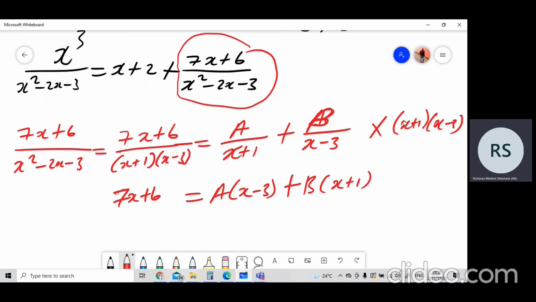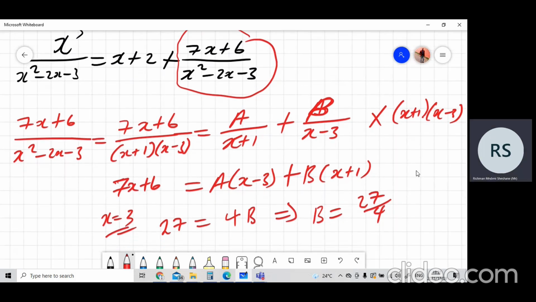After multiplying with the LCD, think of the value of x that will cancel each term. We're going to start with the value of x equal to 3. When x equals 3, it cancels the first term. So when x equals 3, on the left-hand side it will be 3 times 7, 21, plus 6 is 27. And this will be 0 because it's cancelled. So 3 plus 1 is 4, so we're going to have 4B. So we find B: B is 27 over 4.